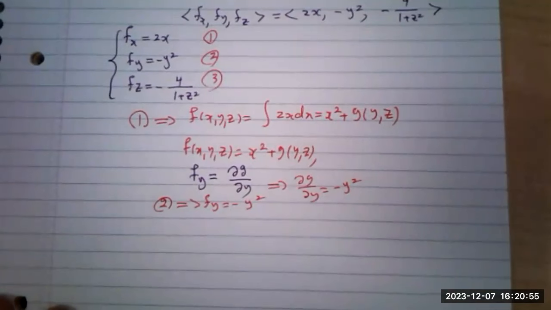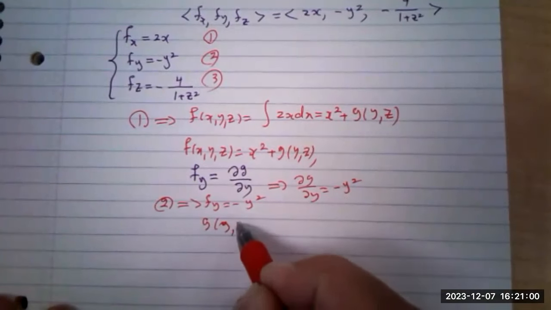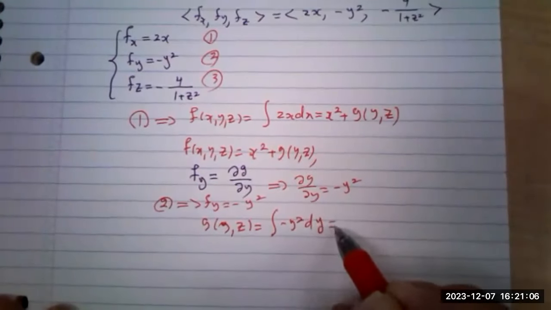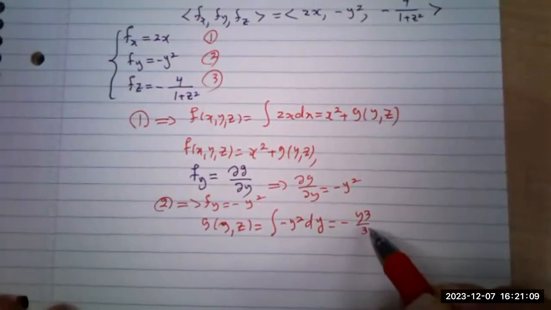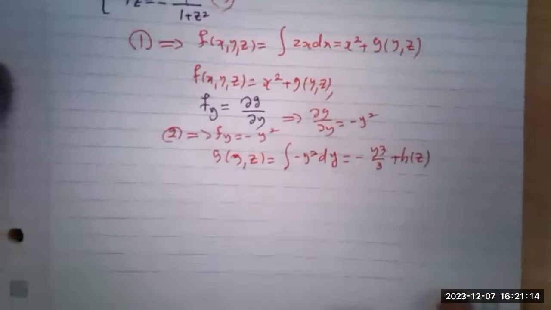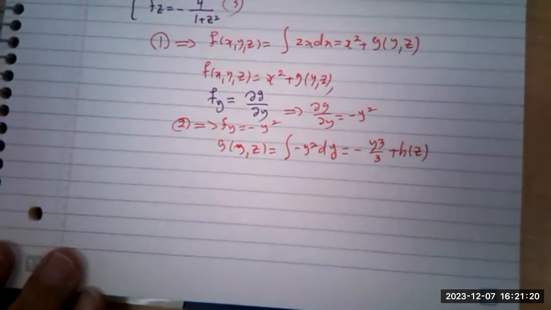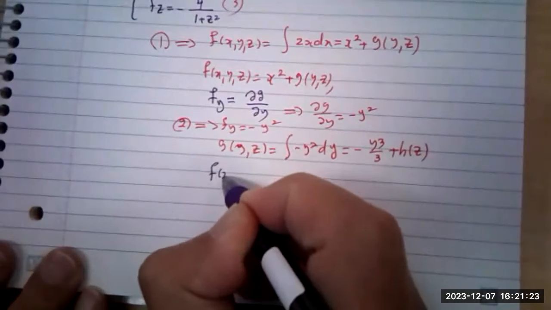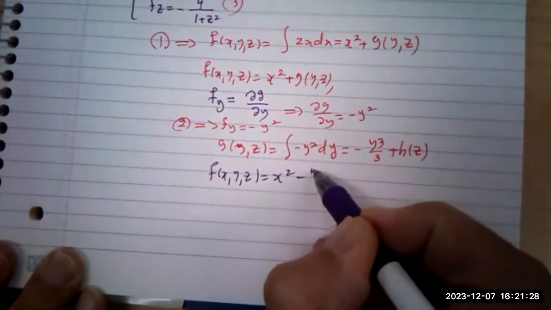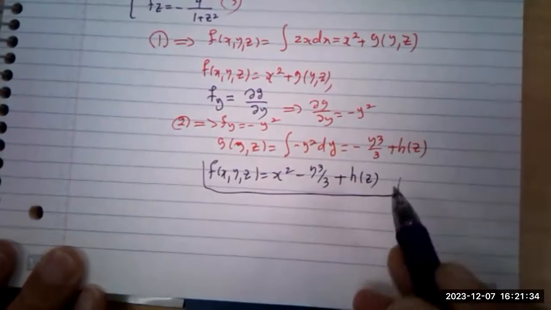So you integrate it to get the g. What's going to be your g? G of y and z is going to be equal to the integral with respect to y, which is going to be negative y cubed over 3, but there may be a z in it, because you have two variables. So you go back and substitute your function. So far you have f of x, y, z equal to x squared minus y cubed over 3, and maybe h of z. So this would be your function so far.